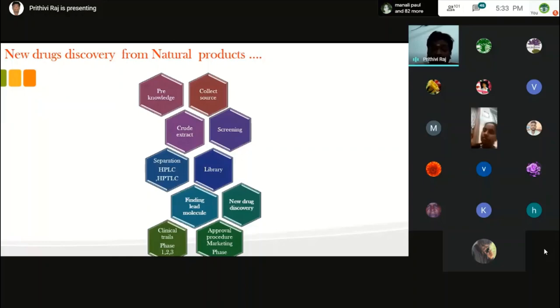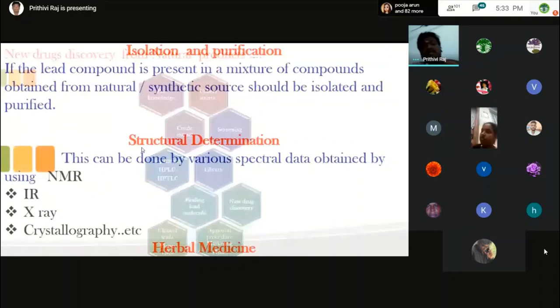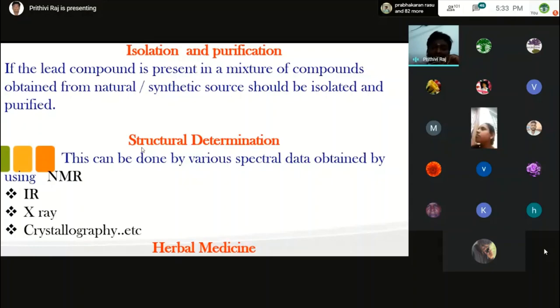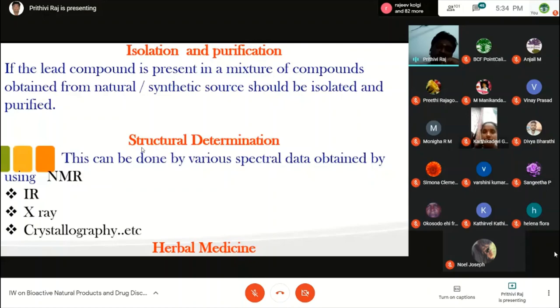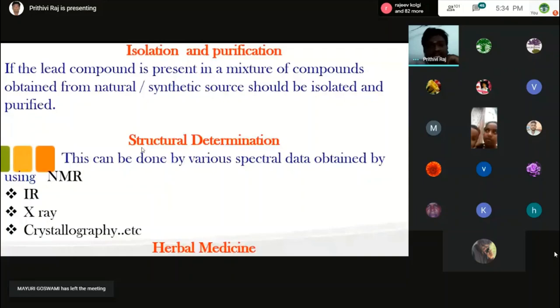So how can natural products be obtained? What are the processes? The first process is isolation and purification. Isolation and purification can be done in HPLC, UPLC, that is, high pressure liquid chromatography. In isolation and purification, the lead compound is present in a mixture of compounds, whether it is obtained from a natural or a synthetic source, and it can be purified and isolated.